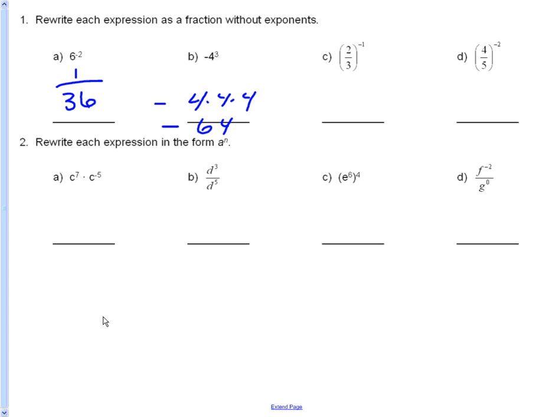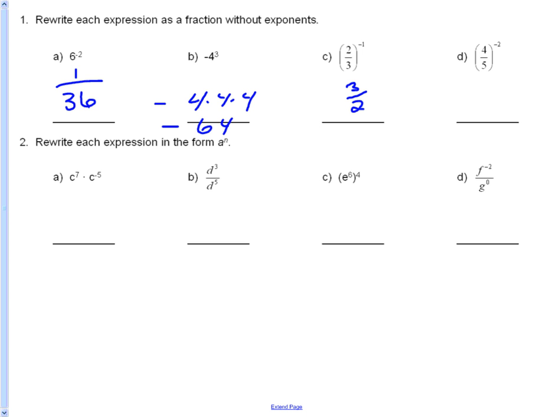Okay, so picking up where we left off there, we have 2/3 to the -1. That's a really simple idea. What do you do? Anything to the -1 means what? You just flip it. What's the technical name for flipping it?